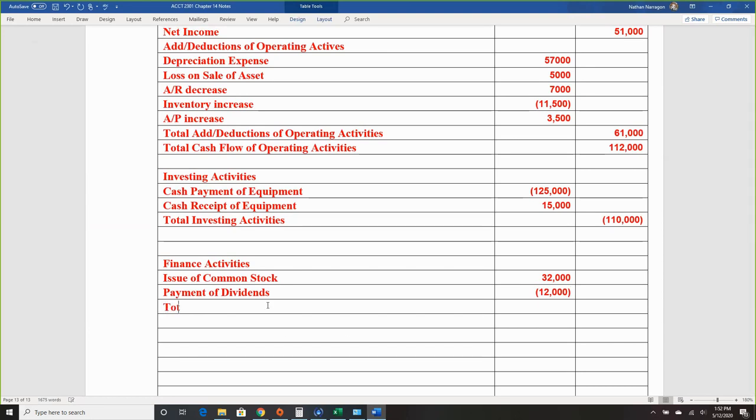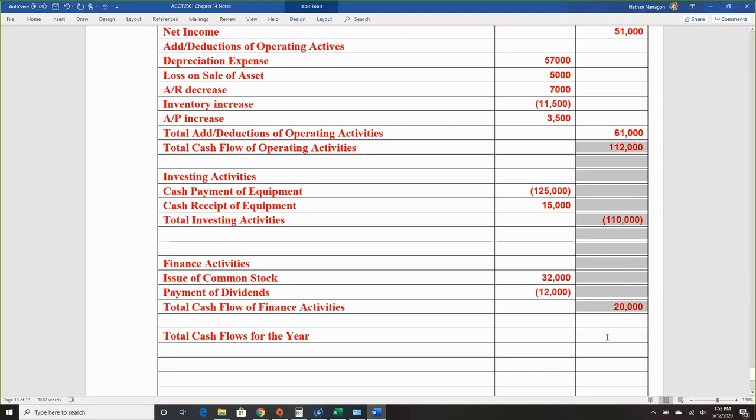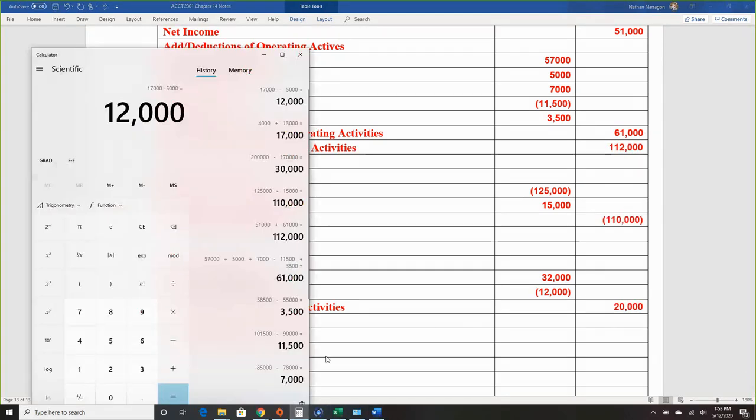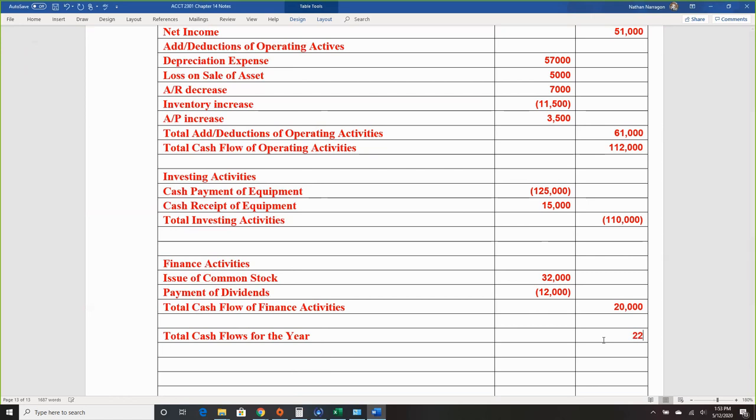So overall, total cash flow of finance activity would have been a $20,000 increase. Okay. Next, we find out total cash flows for the year. So it's going to be the 112, minus 110, and the 20. So here, 112,000 minus 110,000 plus 20,000 gives us an overall change in cash flow of 22,000.